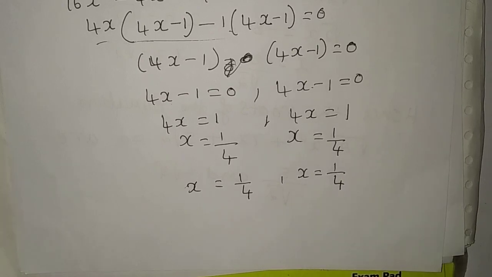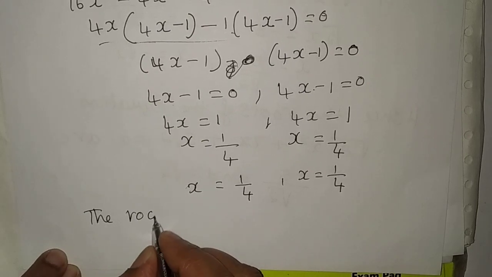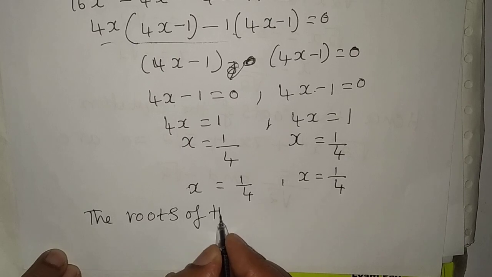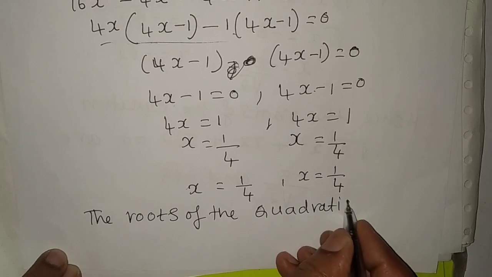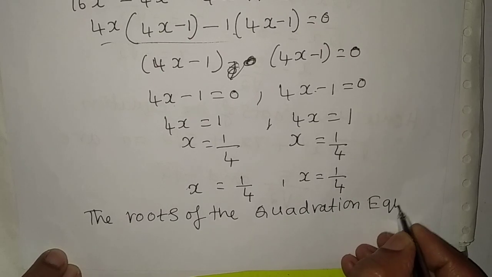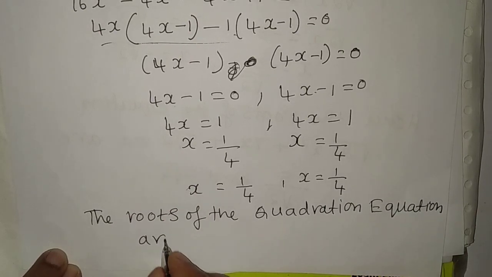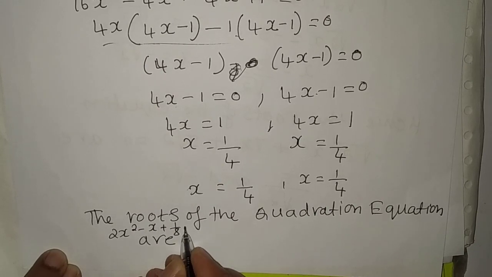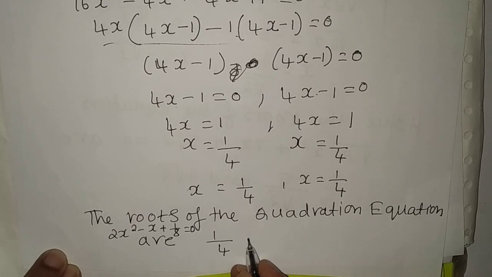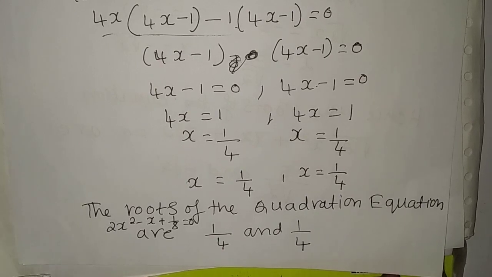So the conclusion is the roots of the quadratic equation 2x square minus x plus 1 by 8 is equal to 0 are 1 by 4 and 1 by 4. This is the solution for this fourth one. We move on to the fifth problem.